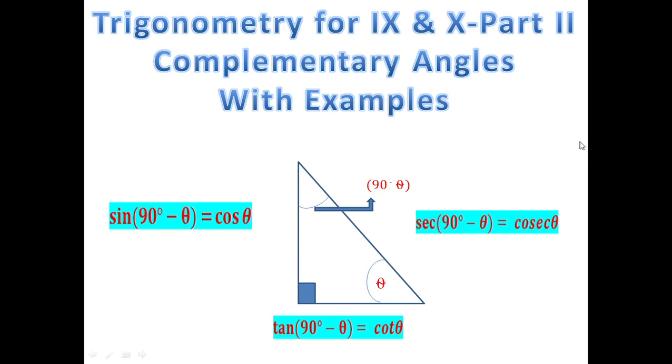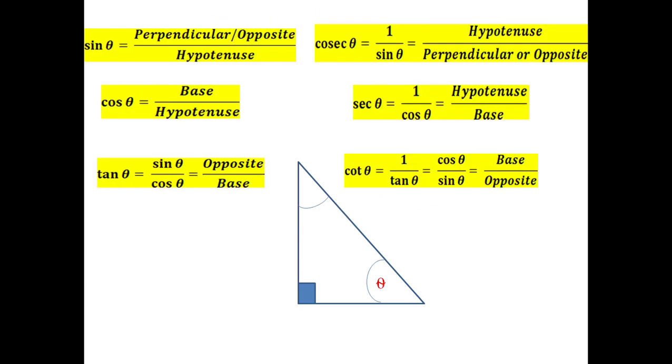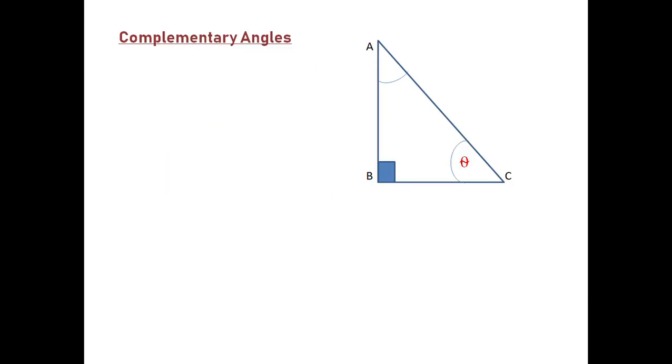This is part 2 for basic concepts of trigonometry for classes 9 and 10. In part 1 we discussed the 6 ratios of trigonometry. If you have not watched that video, the link has been given in the description. Please watch that. Now without any delay, let us discuss complementary angles.